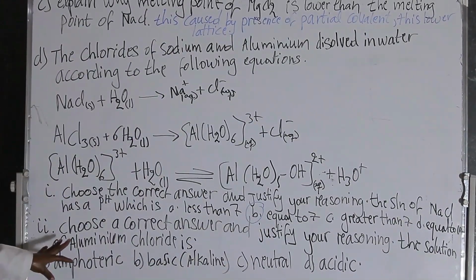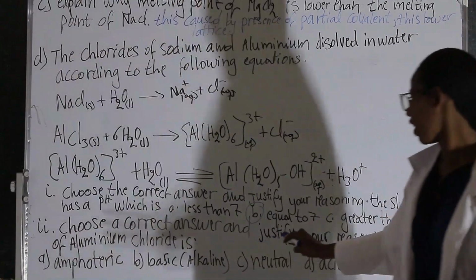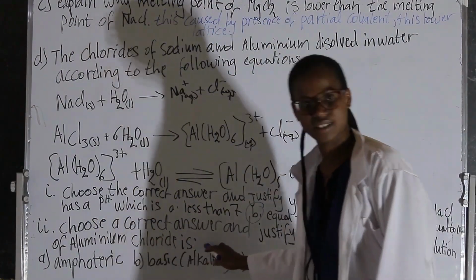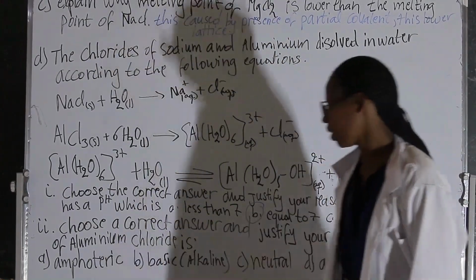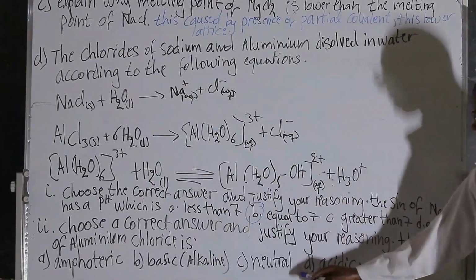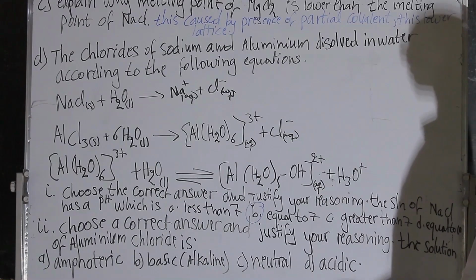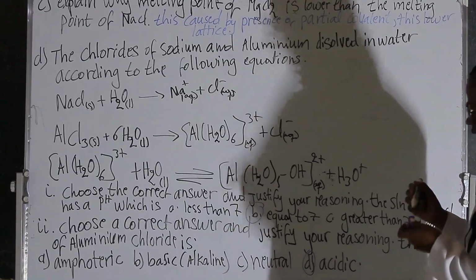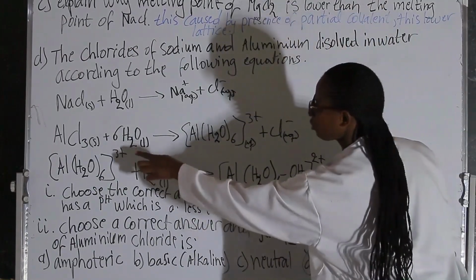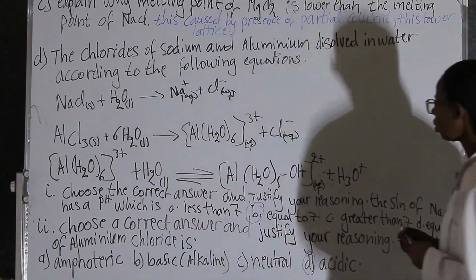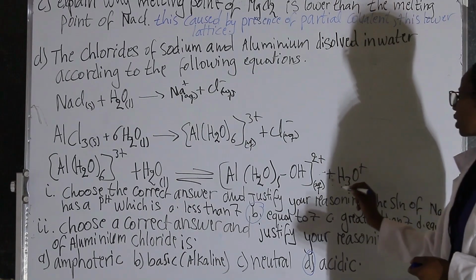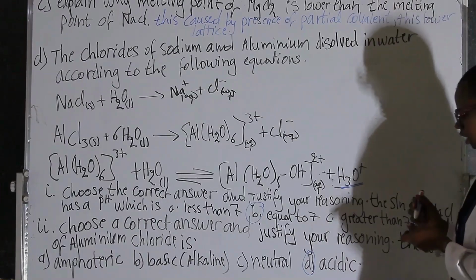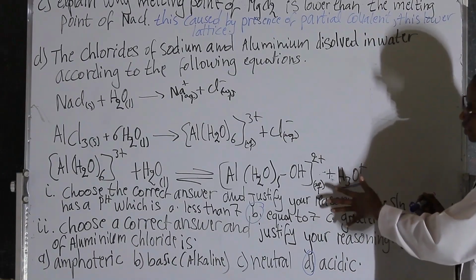For sub-question E, choose the correct answer and justify your reasoning. The solution of aluminium chloride is A, amphoteric, B, basic, C, neutral, D, acidic. The correct answer is D, because as you see here, aluminium chloride dissociates in water to liberate H3O plus, which indicates that this solution is acidic.